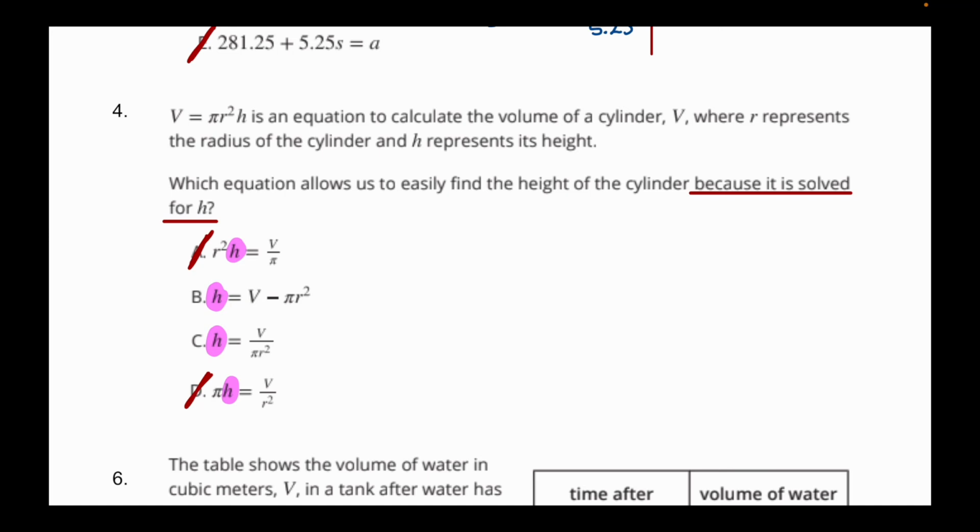So let's take a look back at the original equation, because we want to know, should we be subtracting or should we be dividing? Now, these don't have any symbols in between them, so it is implied that we are multiplying. If they had an addition symbol between the h and the pi r squared, then we could subtract. But we don't, so we are going to have to divide to undo this multiplication. So that means that our answer here is going to be C.